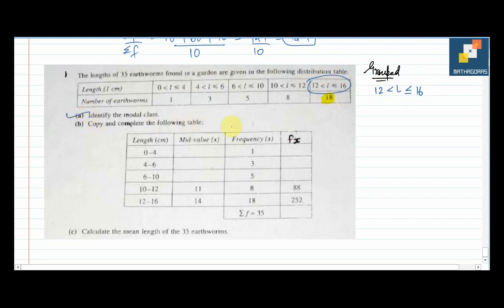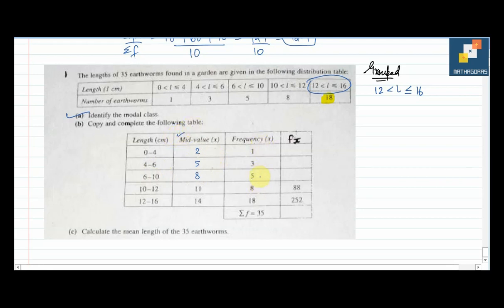Copy and complete the following table. So it says you need to find the middle value, and for example it says that if the values are 10 till 12, the middle value is 11. 12 till 16, the middle value is 14. 0 to 4, the middle value is 2. 4 to 6, the middle value is 5. 6 to 10, the middle value is 8. So we have done the column of middle value.